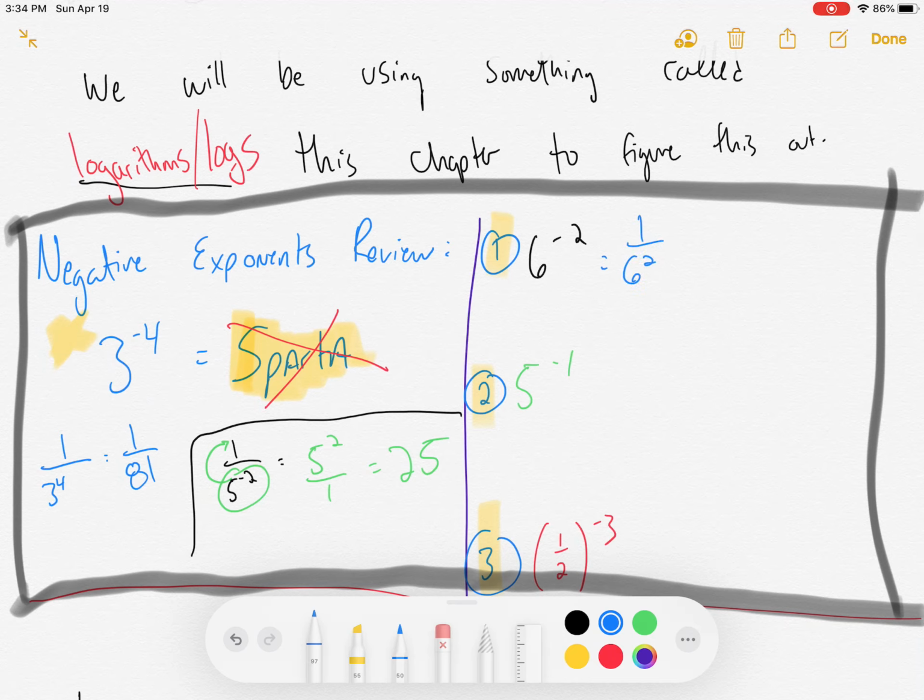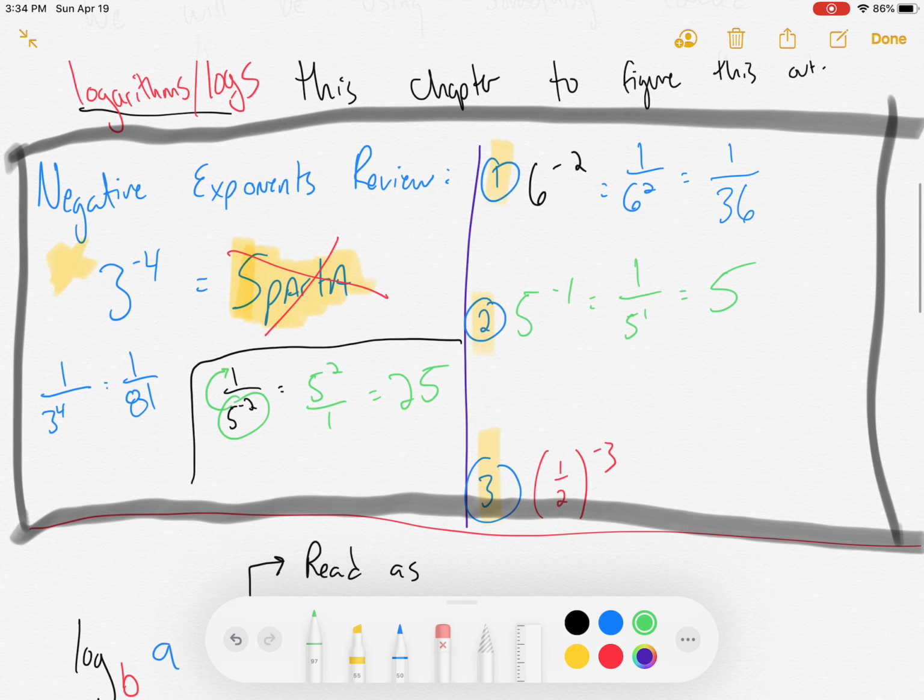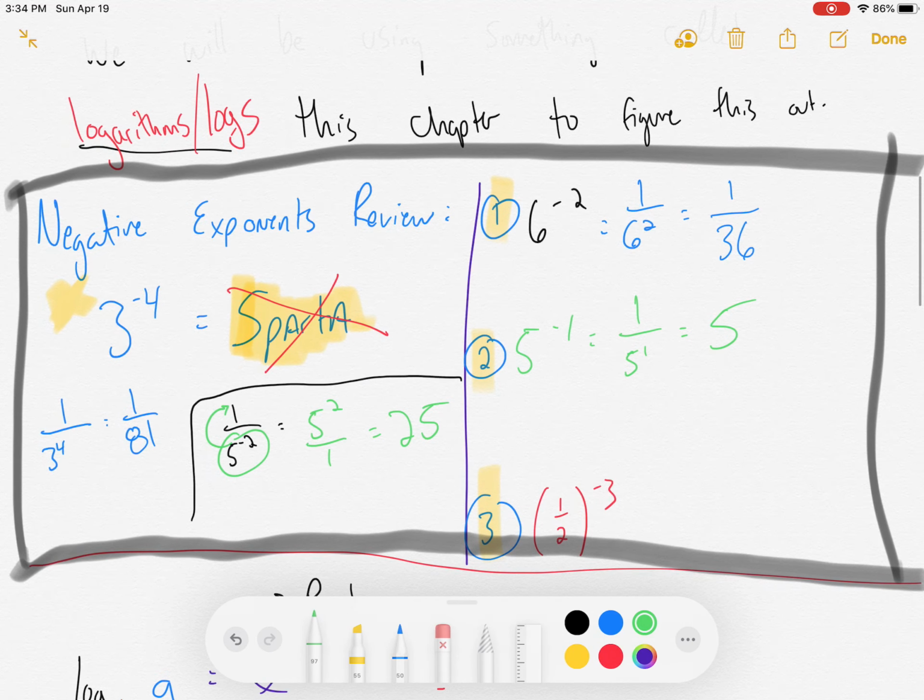Okay, number 1, 6 to the negative 2 power. That's the same as 1 over 6 squared. Again, the negative exponent becomes a fraction, goes to the bottom, and turns positive. Then 6 squared is 1 over 36. Next up, 5 to the negative 1 power. Again, negative exponent, can't have it. It goes to the bottom. 1 over 5 to the first is just 5.